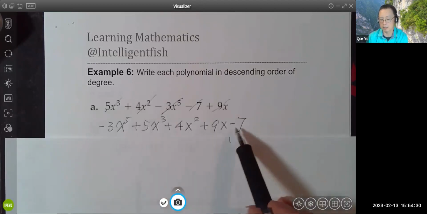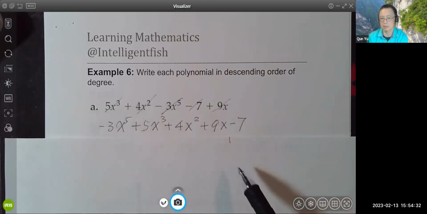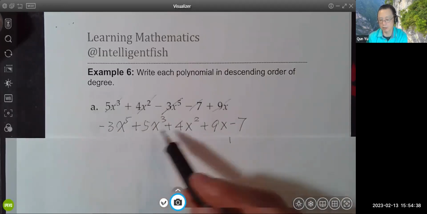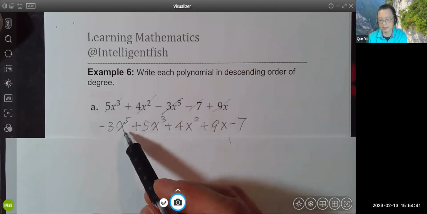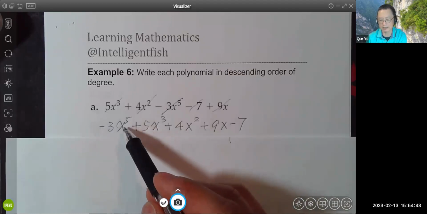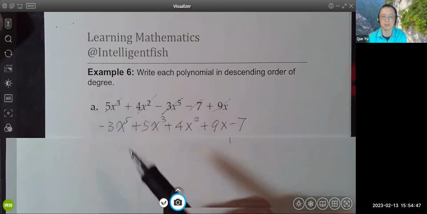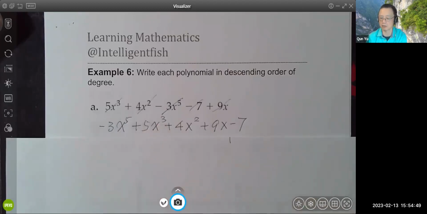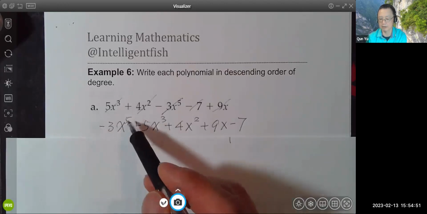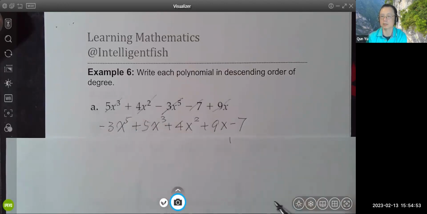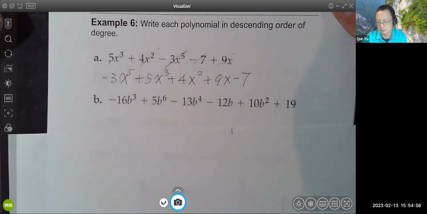The behavior of this polynomial, a polynomial is like a person, they have their own behaviors. The behavior of this polynomial is dominated by the leading term, which has the highest exponent. So this is the dominant term. That's why we write it in descending order. This is like a VIP. It's the most important term among all of these terms. Okay, move on to the next one.